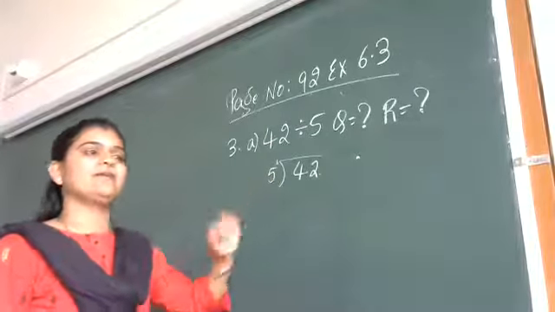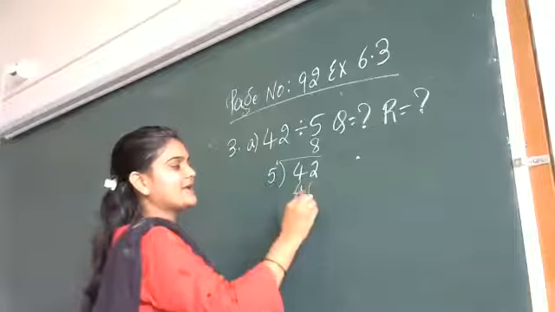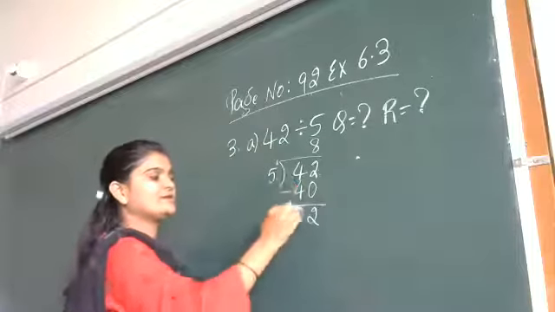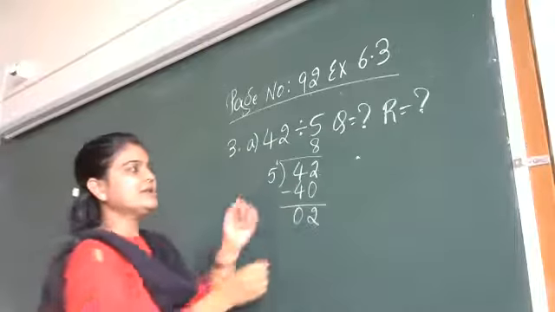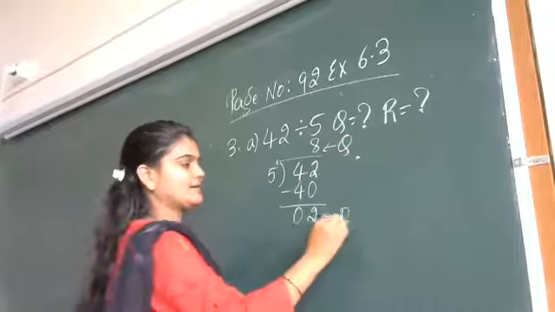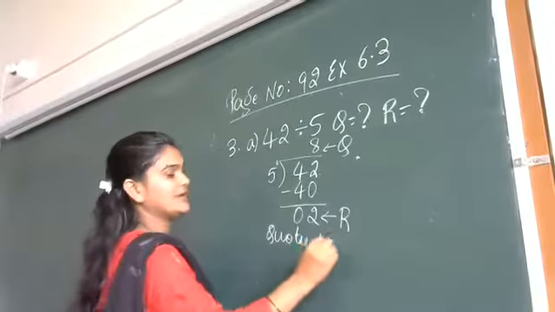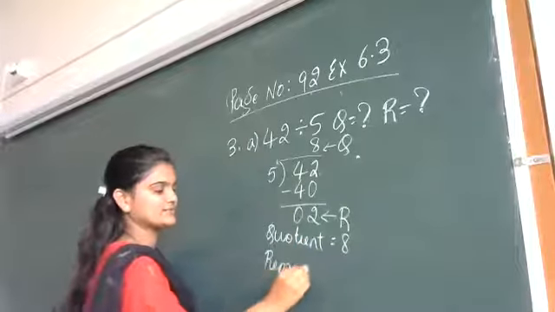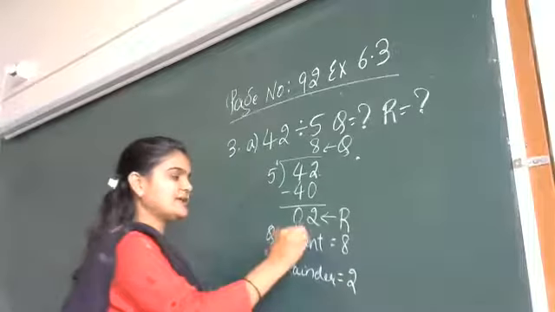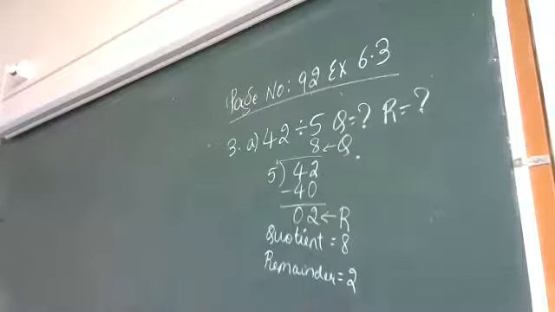5 eights are 40. You should see the number which is less than or equal to that number. 5 eights are 40. 2 minus 0, 2. 4 minus 4, 0. Tell me, what is the quotient? 8. When they ask you specifically, you have to mention at the last portion, the remainder is 2. Is it clear? Yes.